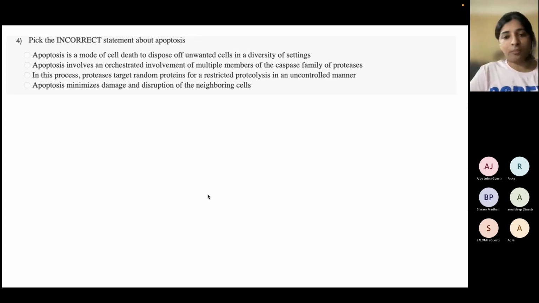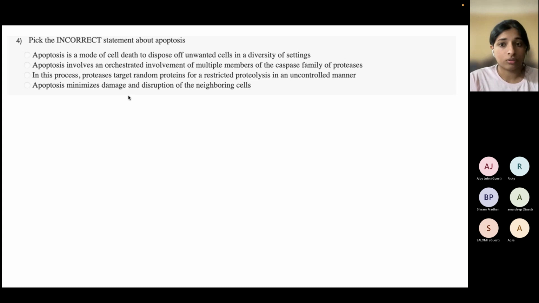Pick the incorrect statement about apoptosis. So this question is fairly straightforward. If we read the options only, we will be able to understand. Apoptosis is a mode of cell death to dispose of unwanted cells in a diversity of settings. This is true. Apoptosis involves an orchestrated involvement of multiple members of the caspase family of proteases.